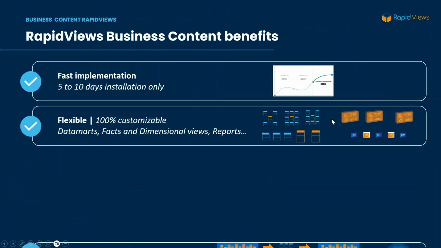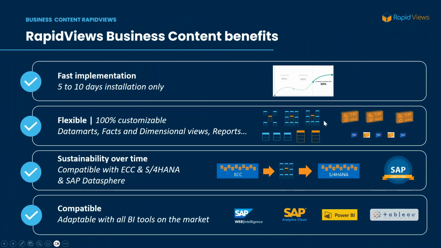So what are the main benefits of the contents? It's really fast to implement. It's 5 to 10 days to install a business content. So it's 5 days for every business content. One business content is FICO, one business content is SD, etc.